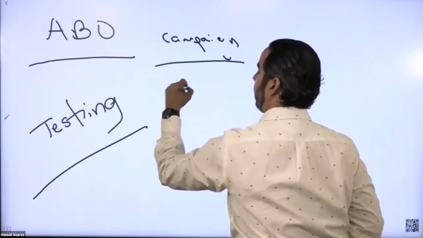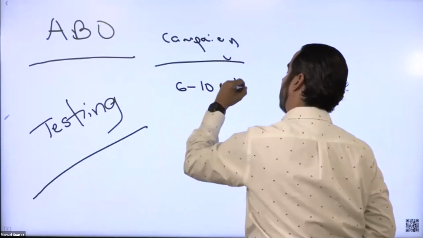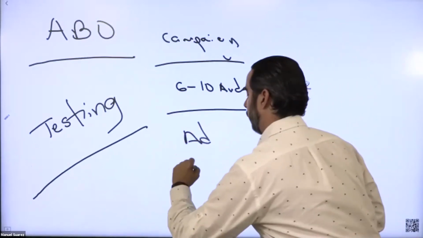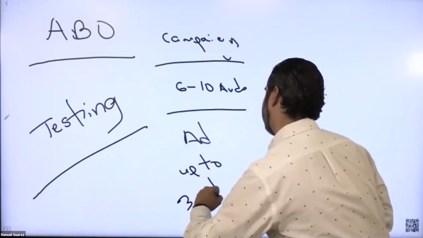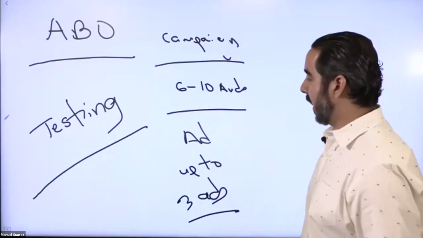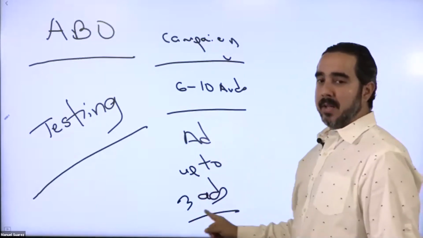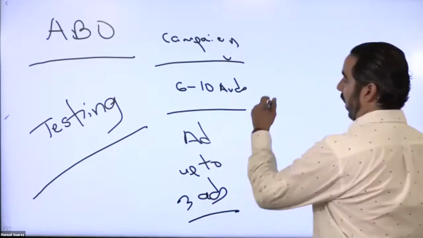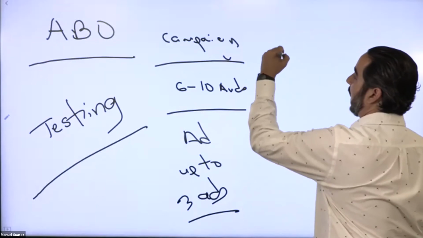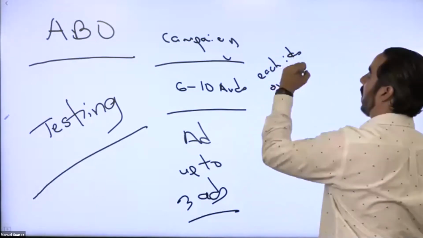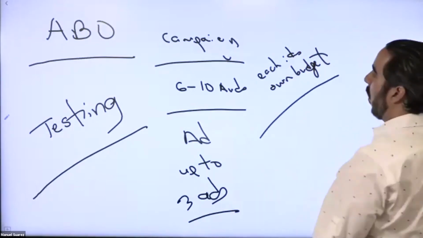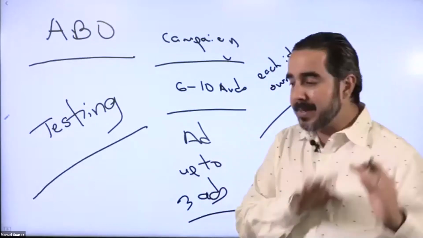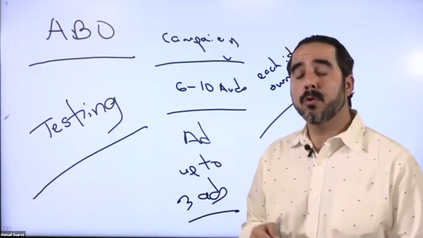let's say 6, 10 audiences, and an ad, or up to 3 ads. So one campaign, 6 to 10 audiences, and up to 3 ads that are going to rotate in those 6 to 10 audiences. These 6 to 10 audiences are going to have each its own budget. Why are you doing that? Because you're testing. How are you going to let Facebook determine completely your future? You shouldn't do that. You should also test things out.